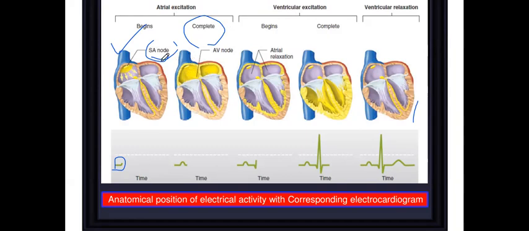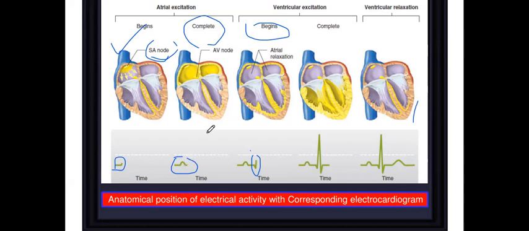Then what will happen? The electrical conduction from the SA node will go to the AV node, and from the AV node to other areas of the heart. So it is the completion of contraction of the atria. Next we have the ventricle. The beginning of the ventricle is graphically represented here, and it is contraction and relaxation. This is the beginning of the contraction. This is the peak of the contraction. This is the ending of the contraction.